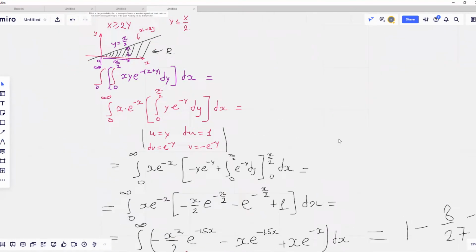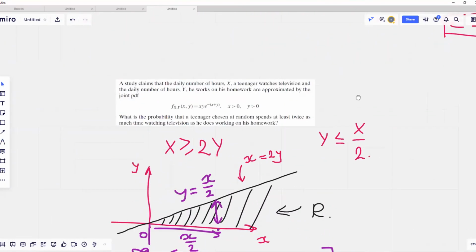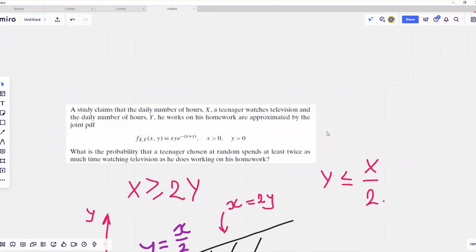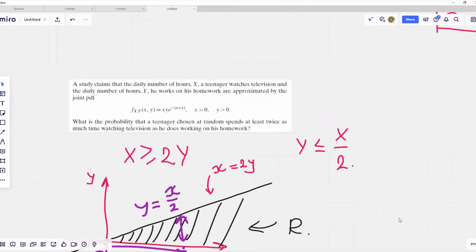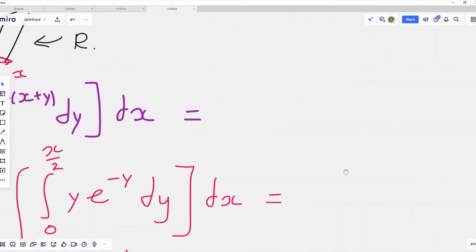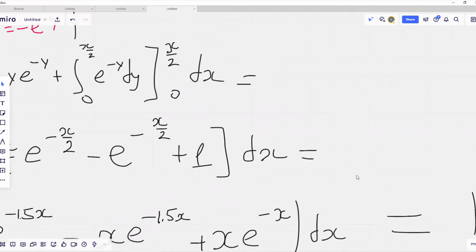So this is a probability that a teenager chosen at random spends at least twice as much time watching television as he spends on doing his homework.